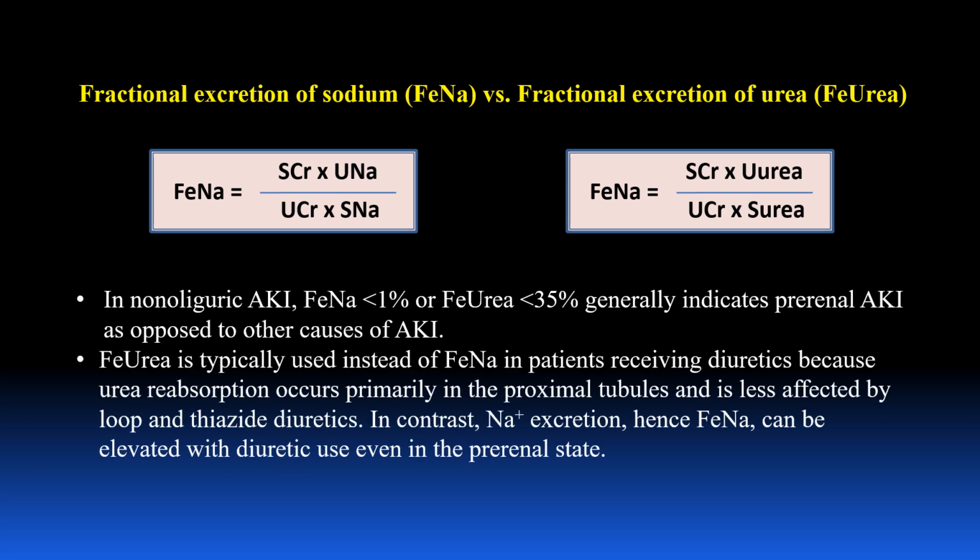FeUrea is typically used instead of FeNA in patients receiving diuretics because urea reabsorption occurs primarily in the proximal tubules and is less affected by loop and thiazide diuretics. In contrast, sodium excretion, hence FeNA, can be elevated with diuretic use even in the pre-renal state.